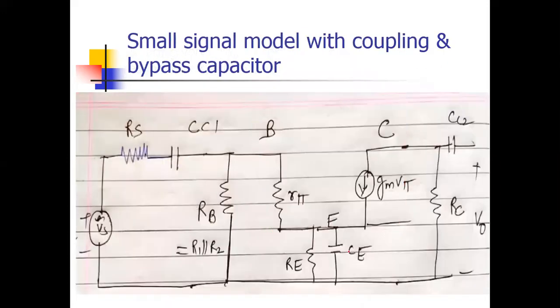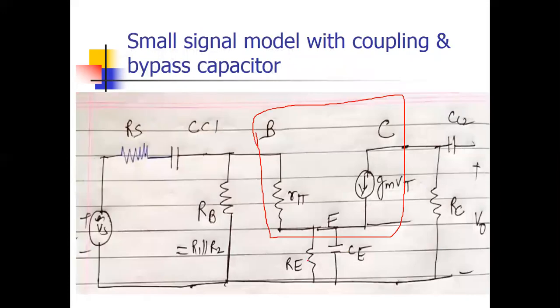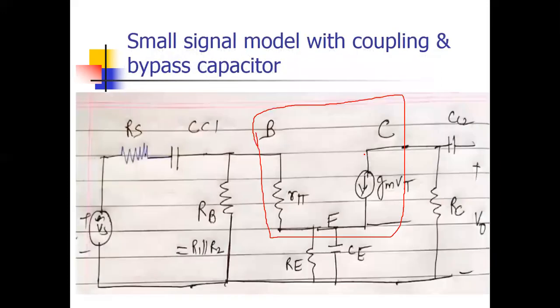Now what is at E? At the emitter there is RE and CE. So at the emitter what we have connected is RE and CE. Now at the collector, RC only, nothing else. So at the collector only RC and the capacitance.